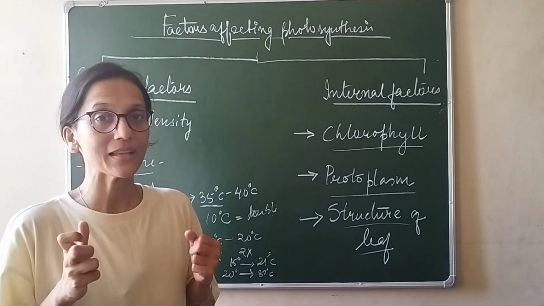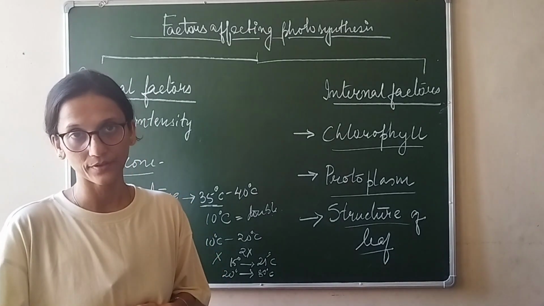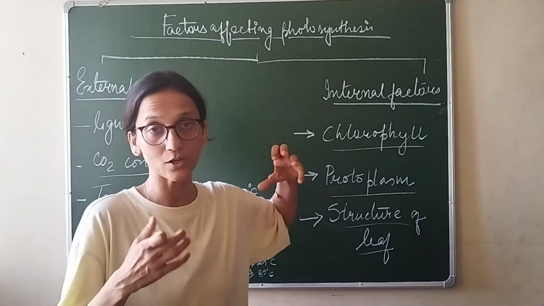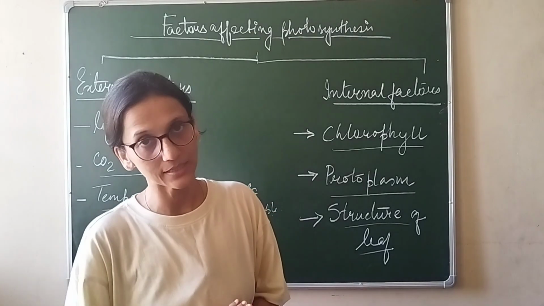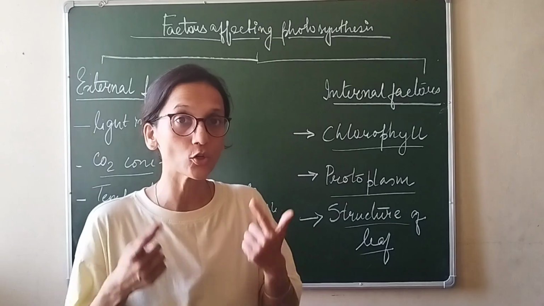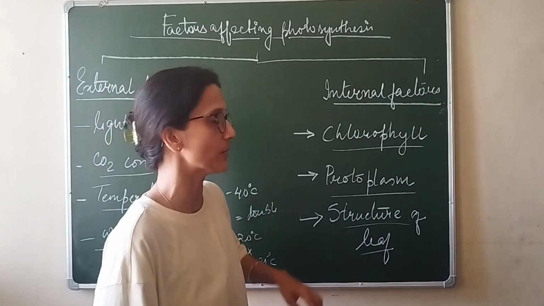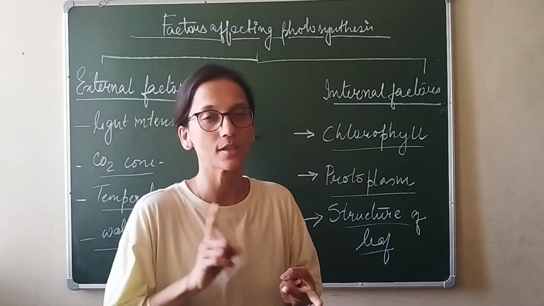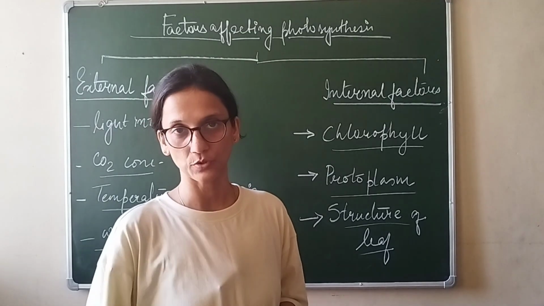So if the plant cells are not turgid enough, then it will cause stomatal closure, and this will affect the rate of photosynthesis. Amongst internal factors, chlorophyll pigment, if they are not properly getting formed in the plant cell, then it will definitely affect photosynthesis. Protoplasm, if it is dehydrated or if it is already overloaded with sugar, then rate of photosynthesis will go down. And in the structure of leaf, we already know that the stomatal distribution, size of the leaf, thickness of the cuticle, all of these will determine the rate of photosynthesis.